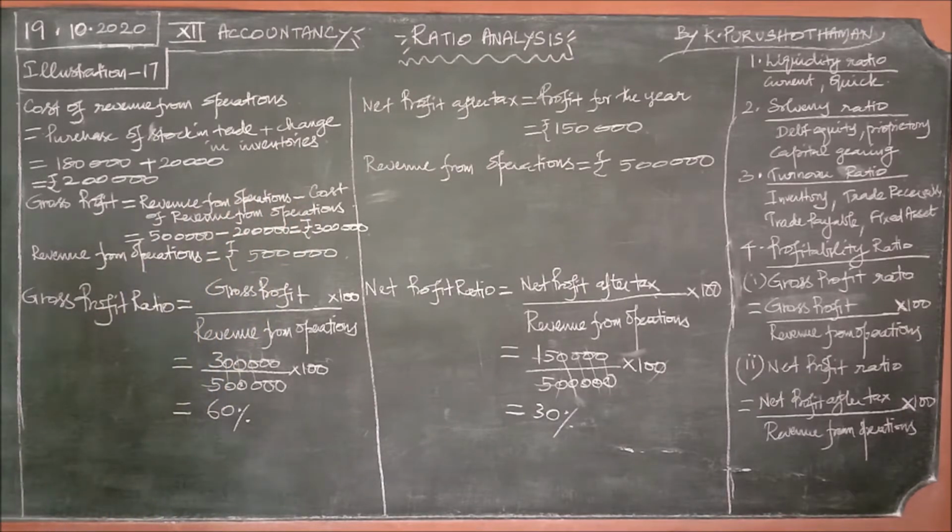I told you in the last class itself. Revenue from operations means income from the business, from the sales. Cost of revenue from operations in the sense the goods purchased for the purpose of sales.